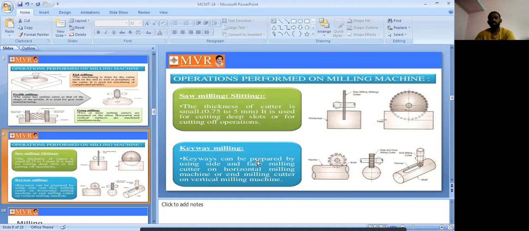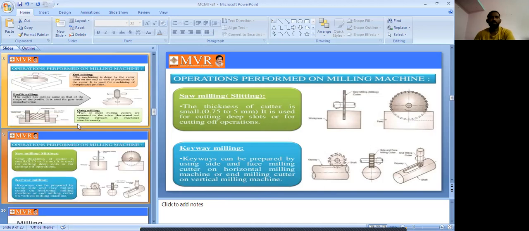So for keyway milling, we use side milling and face milling cutters to perform the keyway milling operation on the horizontal milling machine, or end milling cutters on the vertical milling machine. So that is keyway milling, one of the operations.